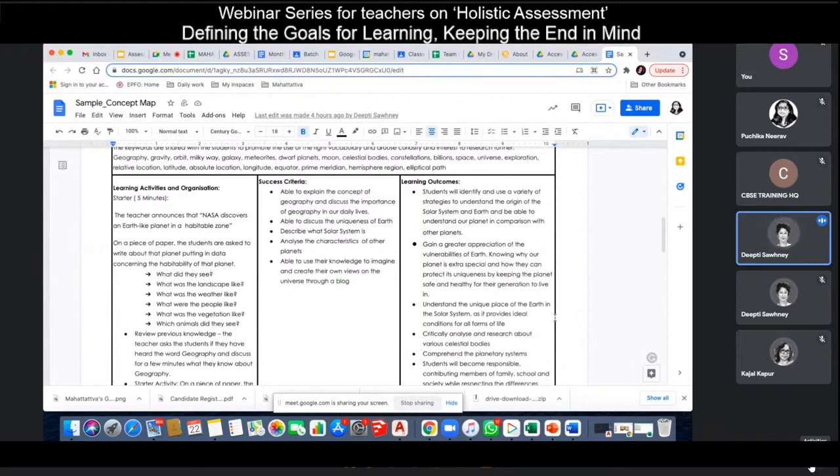I would suggest that we understand all of this. There are notes in the Google Classroom. Please do have a look at them. Get your understanding of the lesson planning process really well ingrained. And from the second webinar, we will start talking about assessing these various things. How do we assess?